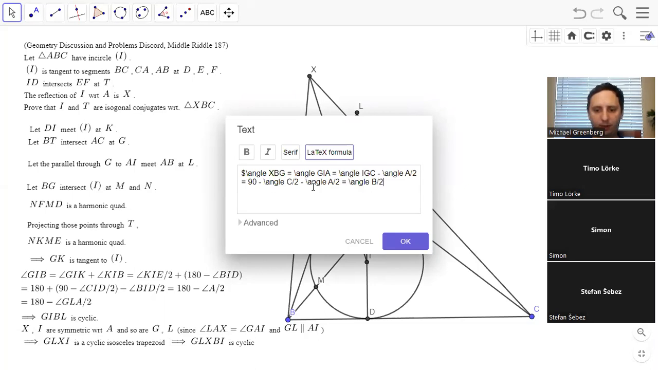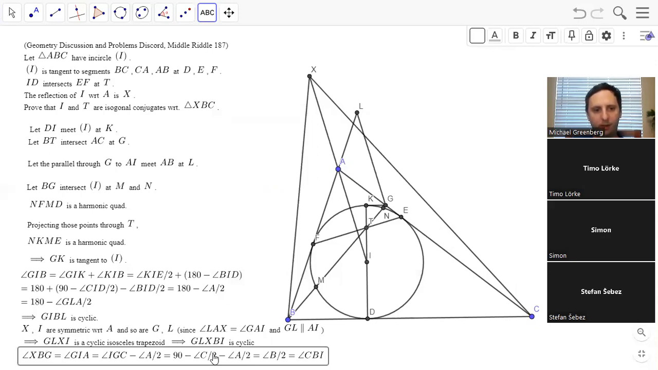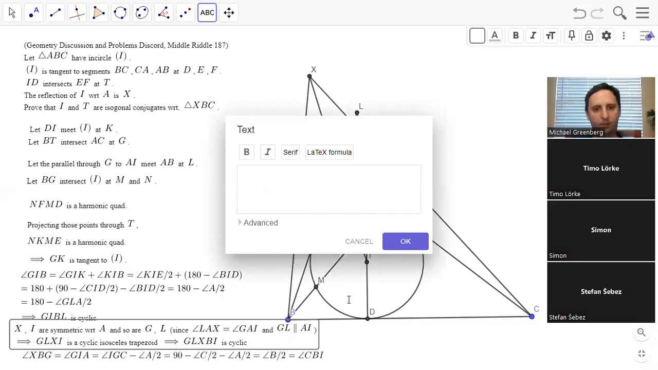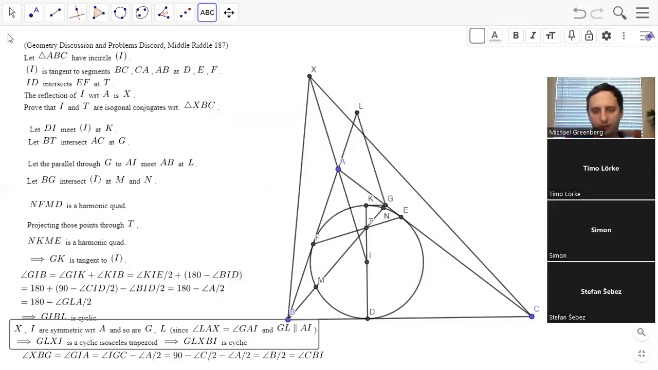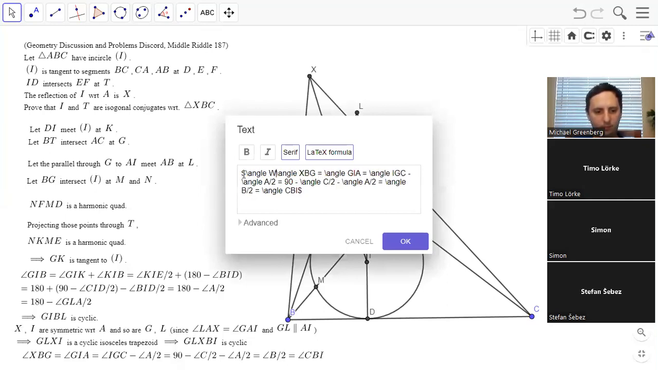That's angle B over 2, and that's angle CBI. Okay. So let's see if this all fits in one line at the very bottom. So XBG is equal to CBI. And then similarly, I'm running out of room here. So similarly, I'll write it like this, that XBT, and then similarly, angle XCT is equal to angle BCI. And that means that I and T are isogonal conjugates.